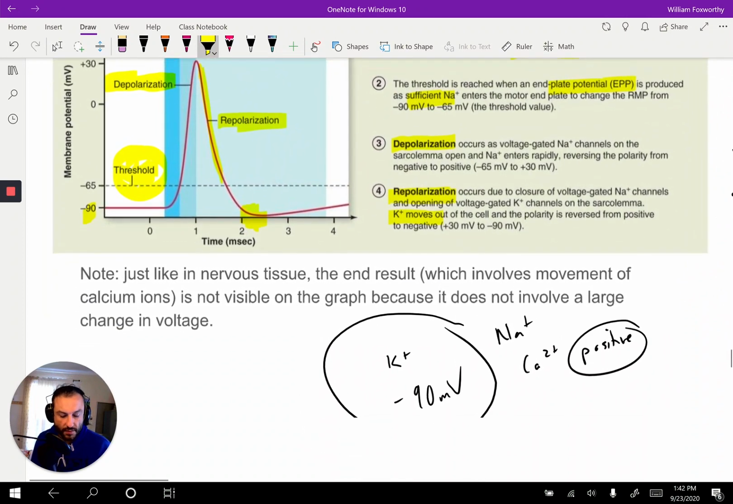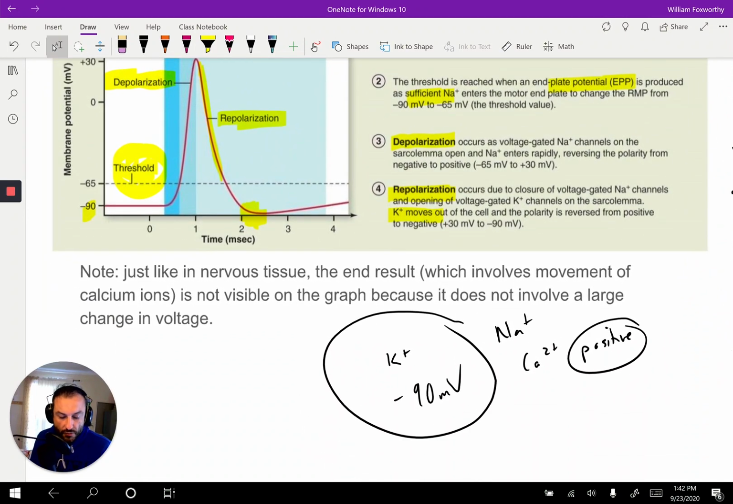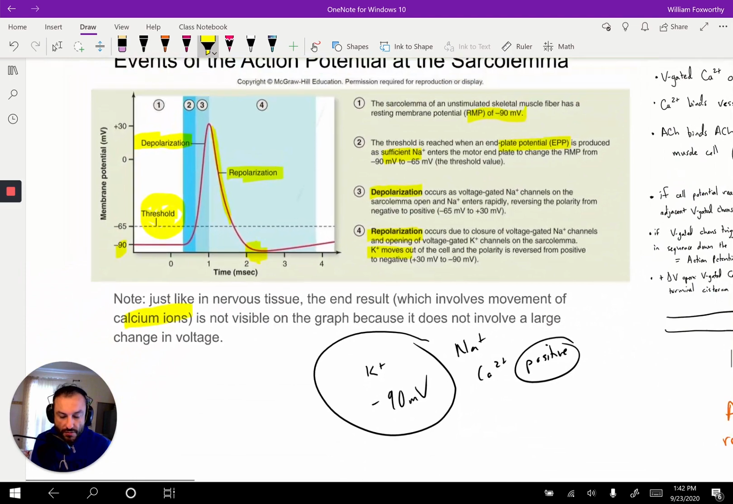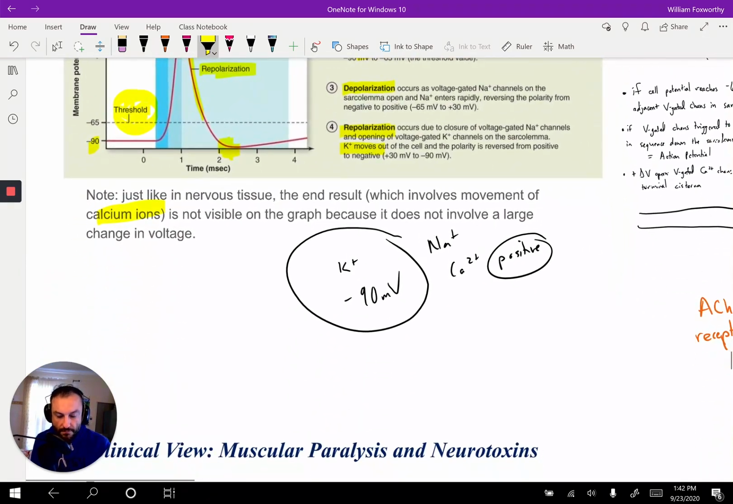Note, as I put down here, that the end result of this activity, which is the release of calcium onto your myofilaments, you don't see the effect of those calcium ions because it does not involve a large change in voltage. Also, you don't see any effect of the entry of calcium into your synaptic knob because we are measuring here from the muscle, and also it's not a large change in voltage.